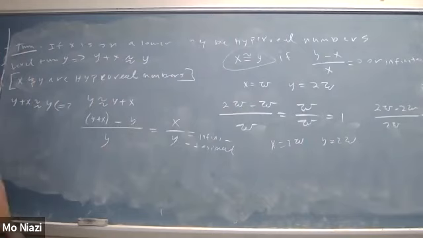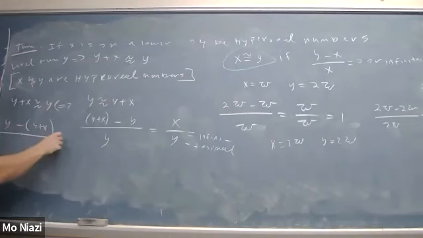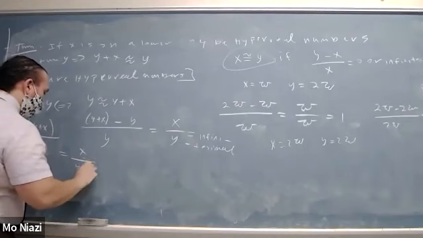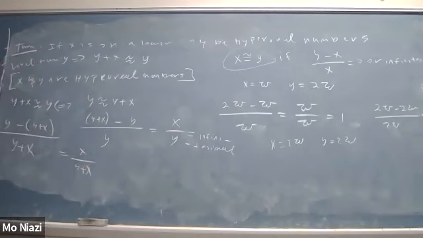Notice it could have been done in reverse as well. It could have been done like this as well. What you would get is x over y plus x, which again approximates to an infinitesimal.